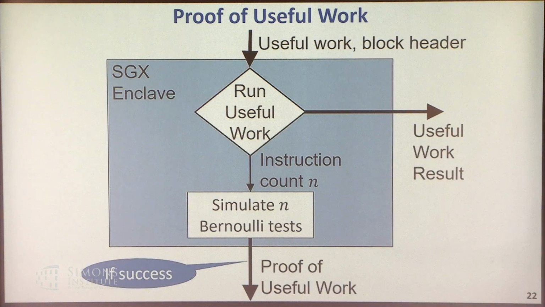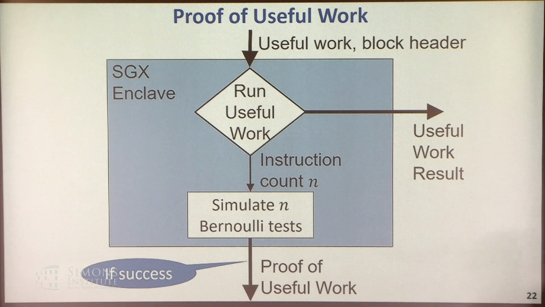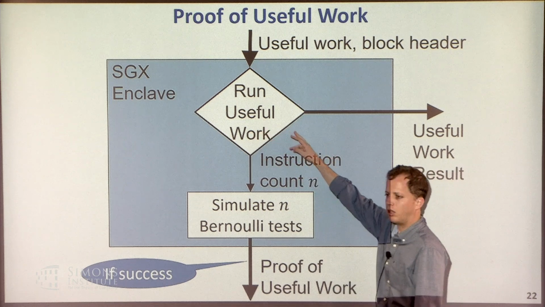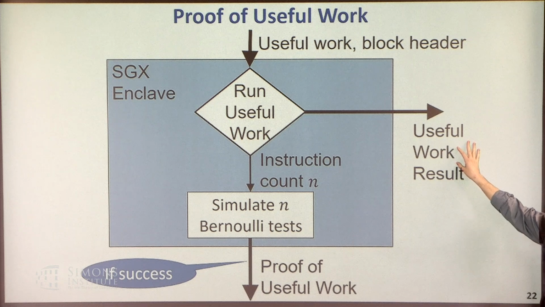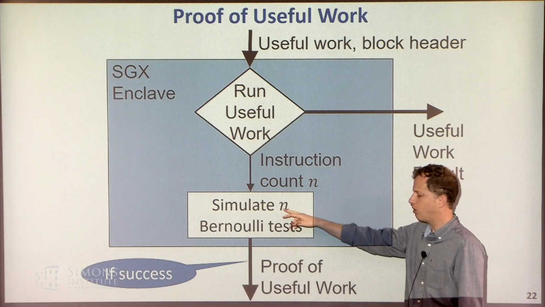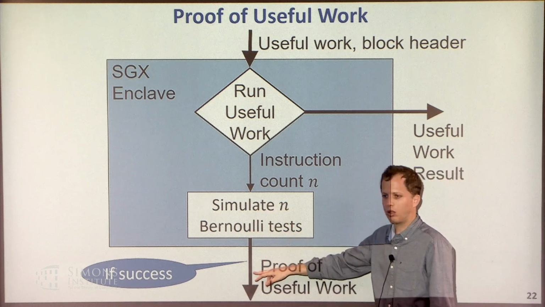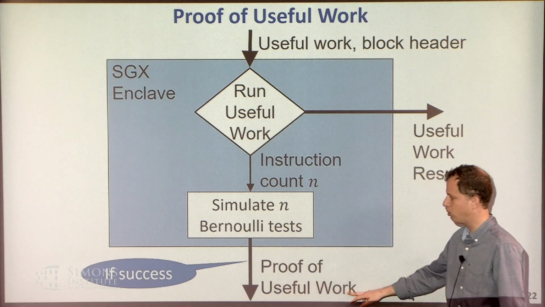And this is the outline of the solution we propose. So all of this is run inside what Intel calls the enclave. This is the secure code, the trusted code. You feed into it the useful work that you need, the task that you need to perform, and the header of the block that you're mining on. The CPU is going to run this code, and whenever there's useful output for your useful work, you're going to get that useful output directly. It also is going to count the instructions that the useful work is performing. And for every n instructions, it's going to explicitly simulate n separate Bernoulli tests, just like it would do with the hash function in standard cryptocurrency. And if at least one of these is successful, then you get a block. So the enclave will spit out a proof of useful work. This will mean success.